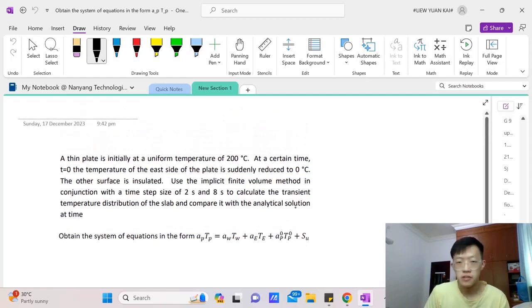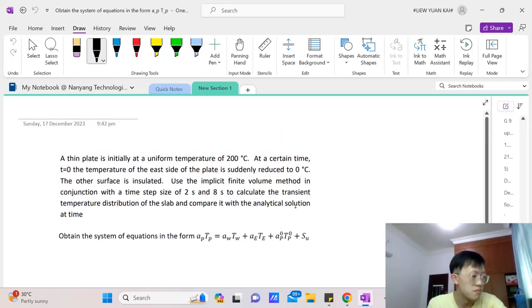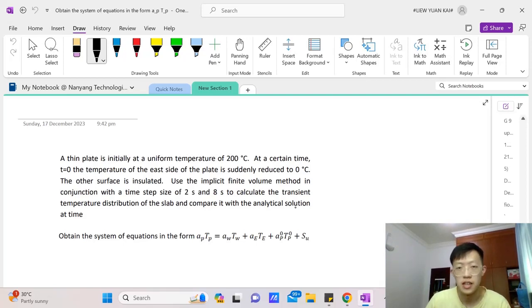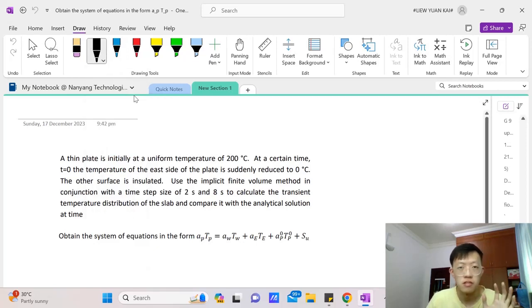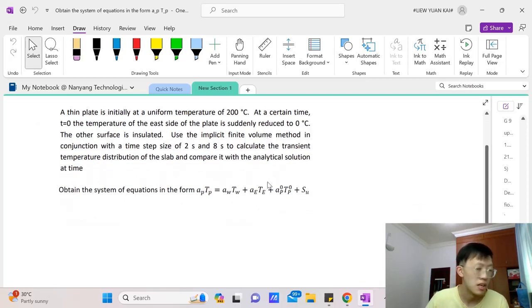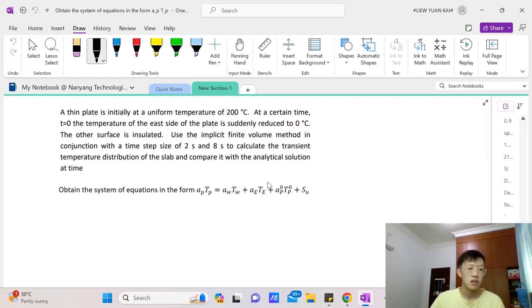Okay, in this episode, we will solve a transient problem via the implicit scheme. The explicit scheme has already been explained in the lecture series by the school, but I'm going to go through the implicit scheme here in this tutorial. So, like I said, we're solving a transient problem.